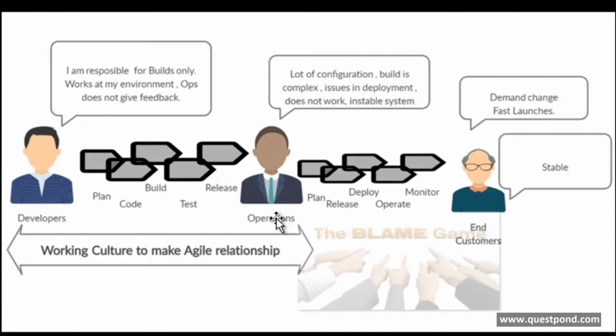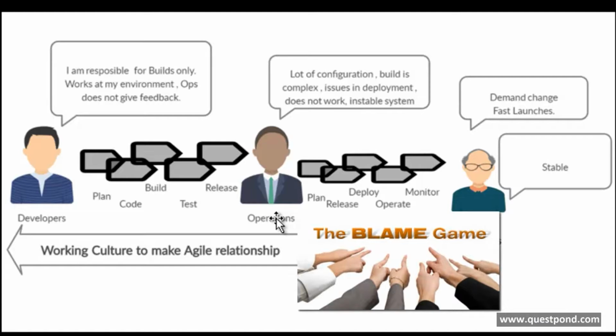there is a kind of friction, or a blame game, between the developers and the operations department. Operations says that we have to do a lot of configurations to take it live. The build is very complex, so it takes time to take it to the end user. There are issues in deployment, which lead to an unstable system. These are some complaints of the operations team when it comes to delivering software to the end user. At the other end, developers say that it was working at my end, and ops does not give me any feedback. When such events happen, they don't give us any feedback, and they tell us after a month and so on.